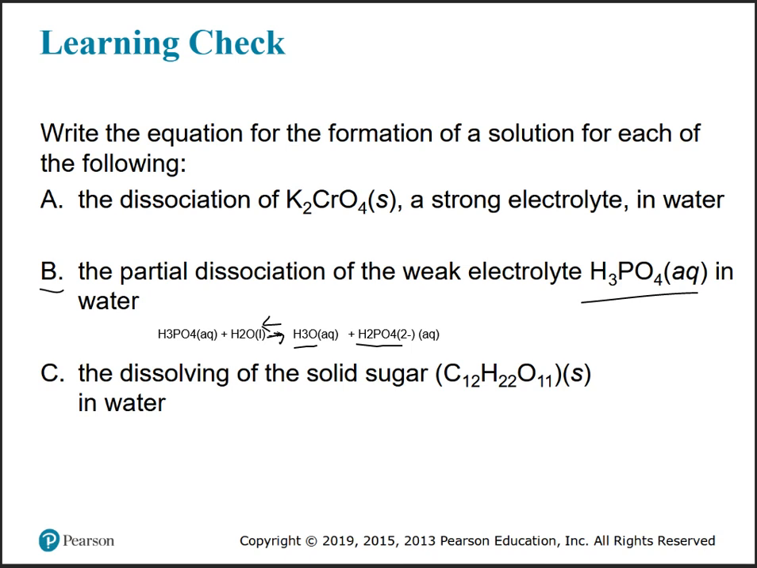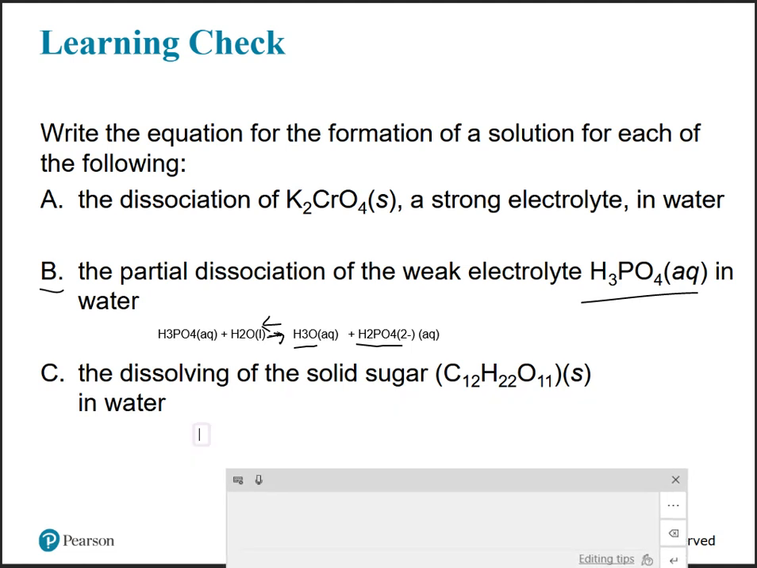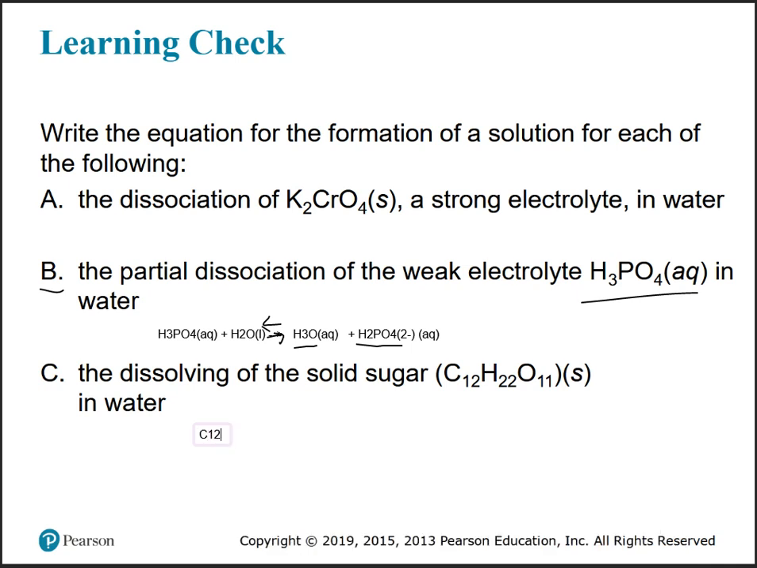All right. For C, dissolving sugar in water, we're going to take that C12H22O11 solid. We're going to add our water, which I'm just going to say plus H2O over here because I can't really do the water over the arrow. And we're going to take that, and instead of it being a solid, it's now going to be a liquid. So that's the L in parentheses.